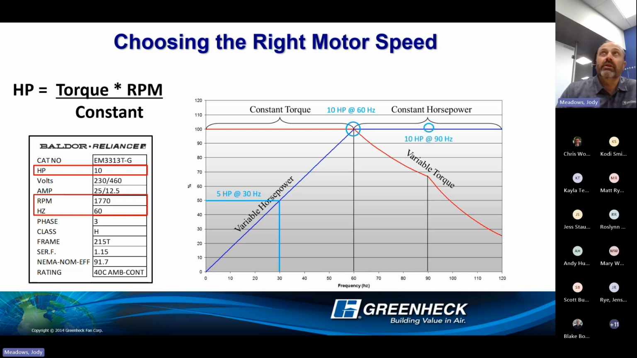Okay, so that's the reason when we underspeed a fan, you have to bump up the horsepower on the motor. Now, conversely, if we take that same 10 horsepower motor and we overspeed it, so we run it up to 90 hertz, now we're on the constant horsepower line, and what you find is that RPM goes up at the same rate that torque comes down, so you end up with that same 10 horse in an overspeed condition. So the moral of the story is you're always better off to overspeed a motor rather than to underspeed the motor.